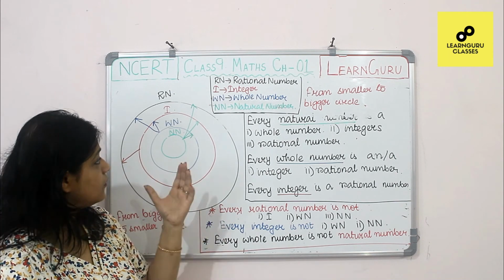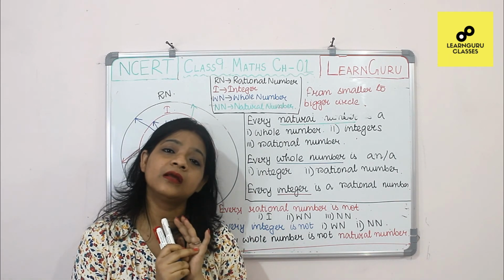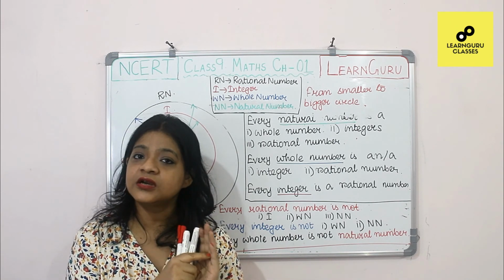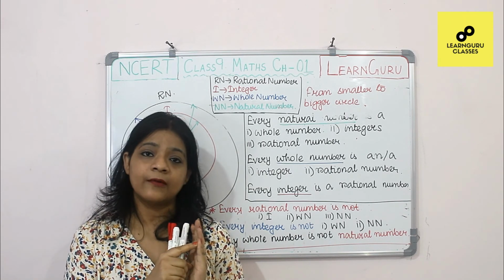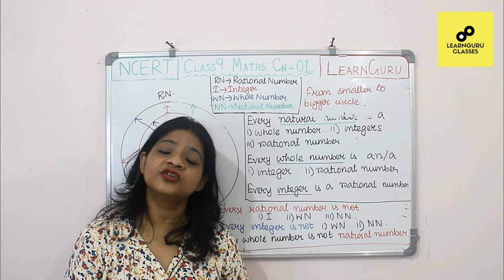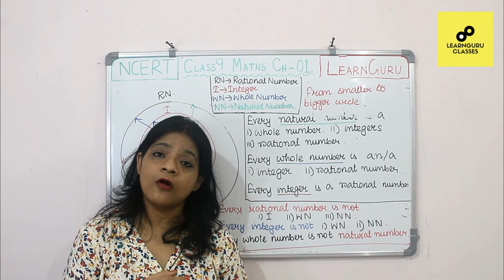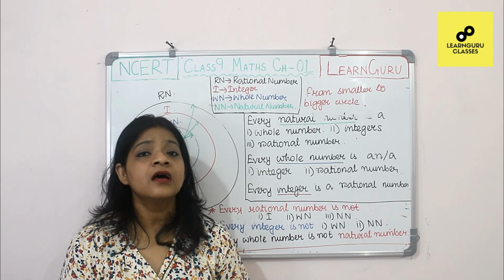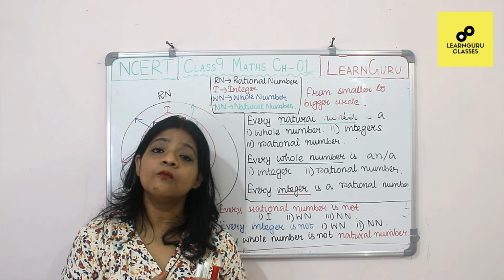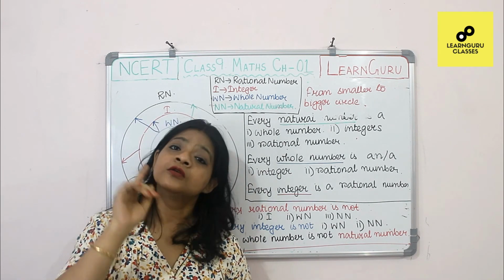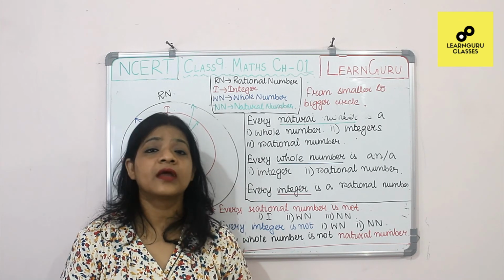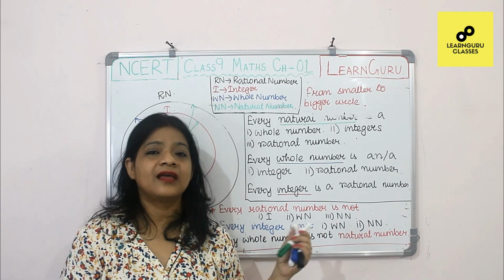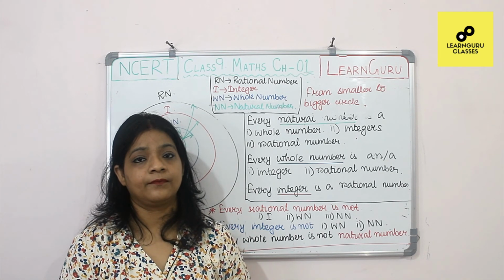Understood? So the key point of remembering is that rational number is the biggest circle, then comes integer, then whole number, then natural number. Another convention is that natural number is the smallest circle, so you can move from smaller circle to bigger circle, but you cannot move from bigger circle to the smaller circle, and the rest is just the same.